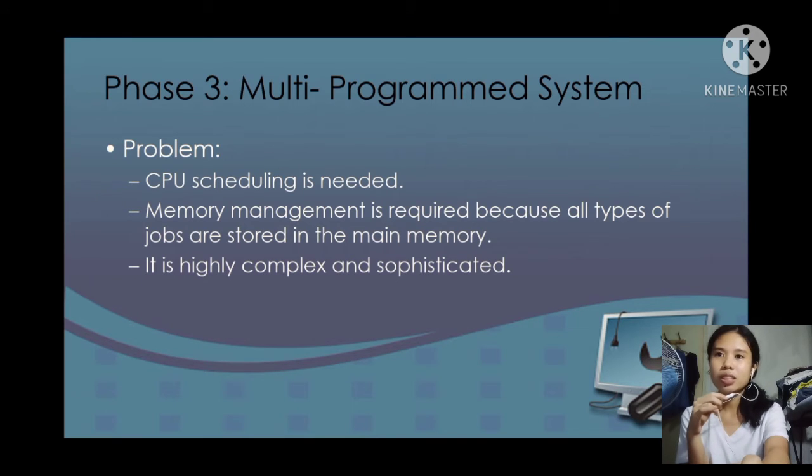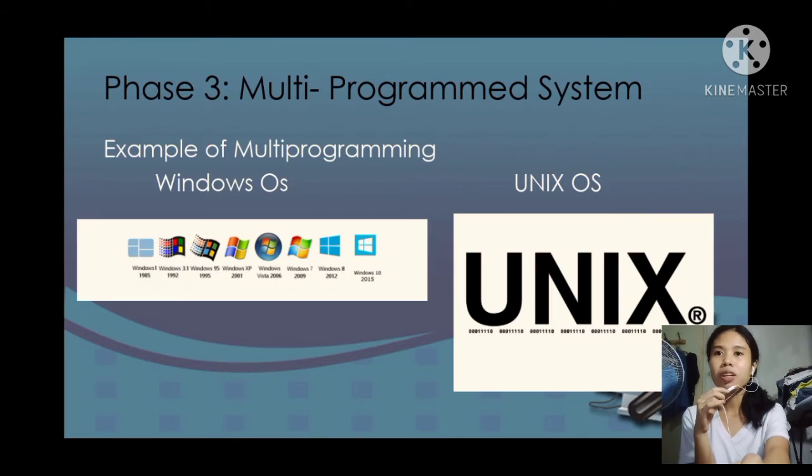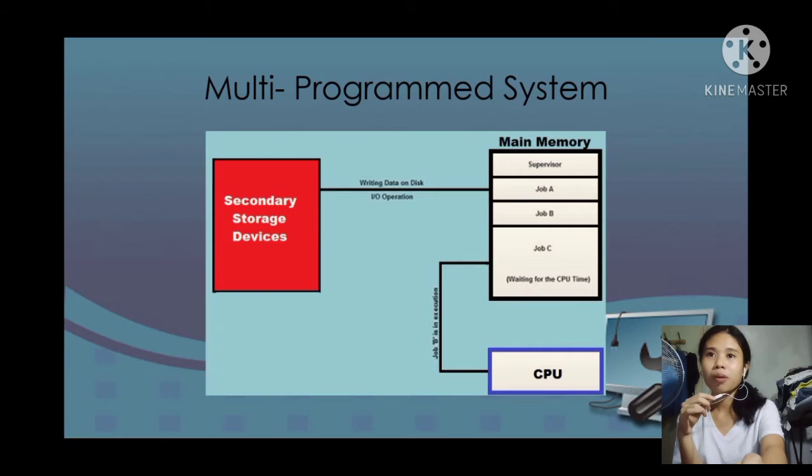So the problem is the CPU scheduling is needed. Memory management is required because all types of the jobs are stored in the main memory and is highly complex and sophisticated. Example naman ng multiprogramming is the Windows OS at saka Unix OS. So ganito nangyayari yung multi-program system.